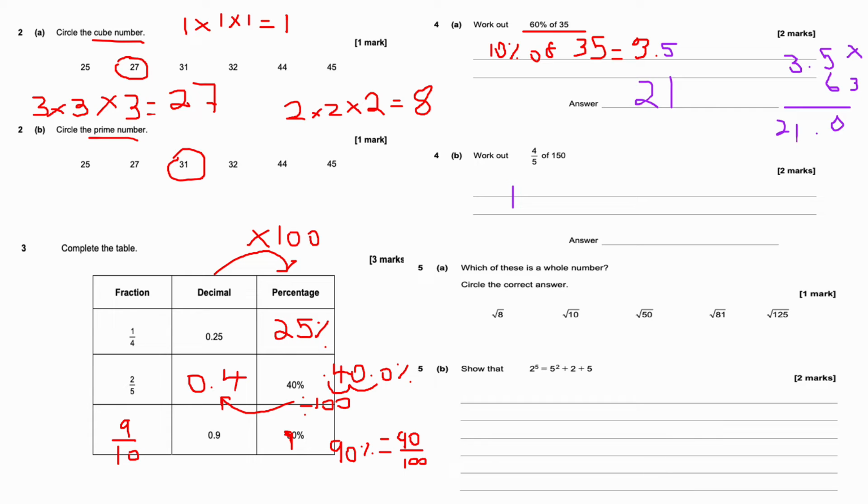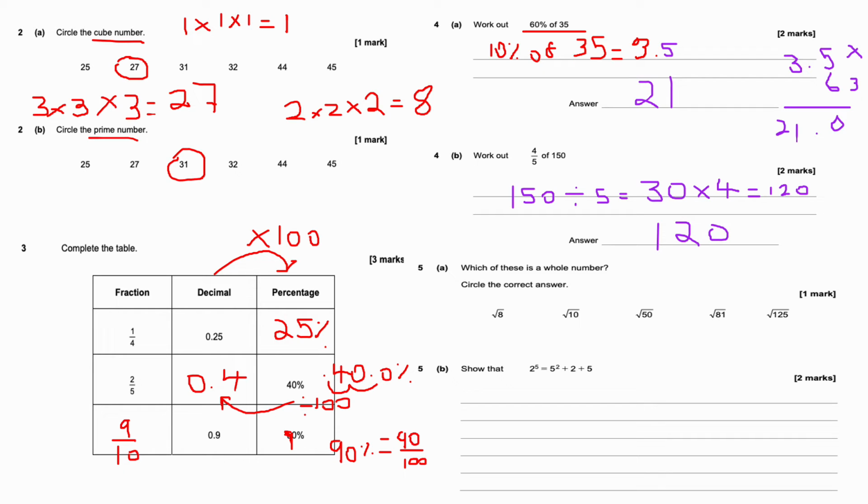Part B, work out 4/5 of 150, so as a fraction of an amount. I divide by the denominator, times by the numerator. So 150 divided by 5 is 30. And then I do 30 multiplied by 4, because 30 gives me 1/5, and I want 4/5. So I'm going to get 120, because 3 times 4 is 12, adding on the 0 makes it 120.